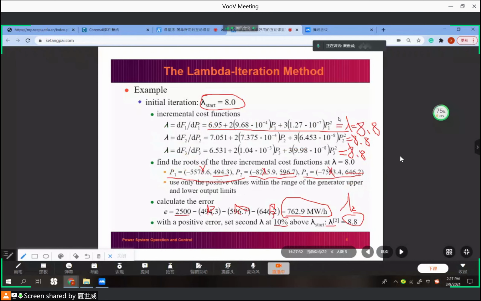That means lambda equals 8.56 or so, and you will get the new value P1, also with lambda equal to 8.56. You will get the new values of P2 and P3. You just repeat this procedure.